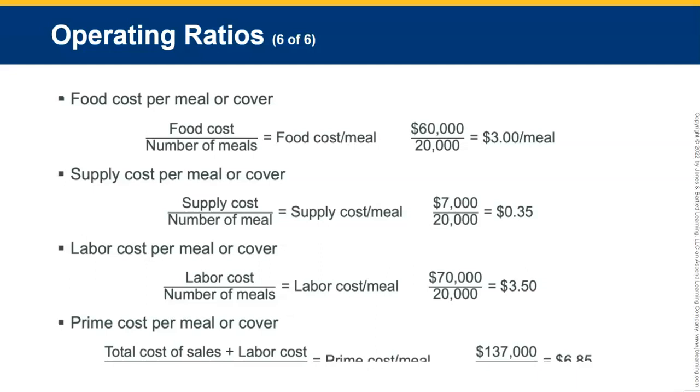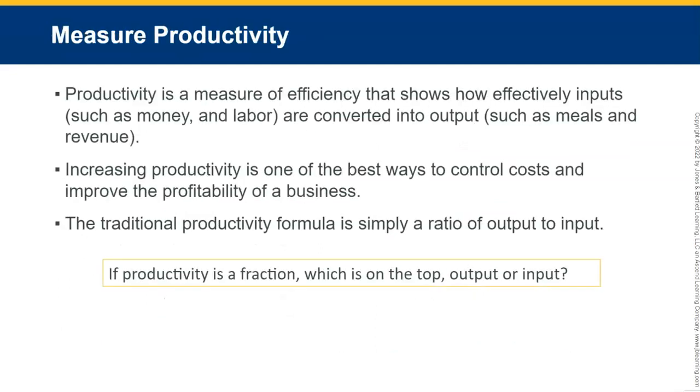To calculate the prime cost per meal or cover, the formula is food and beverage cost plus your labor cost divided by the number of meals gives you your prime cost per meal. So if I have $137,000 from food, beverage, and labor costs, we're going to divide that into 20,000, and that's telling us that our prime cost is $6.85 per meal.